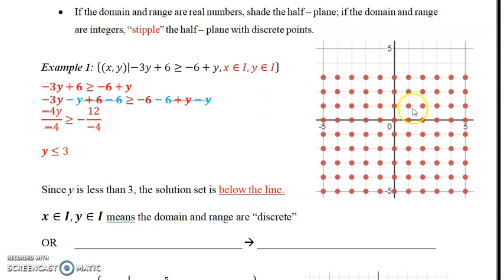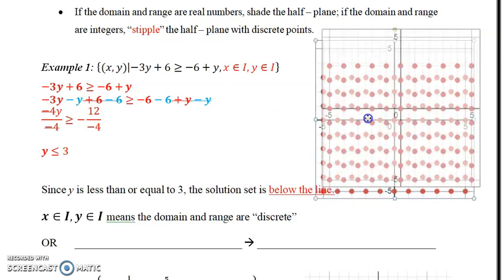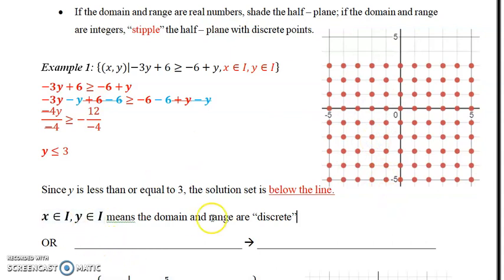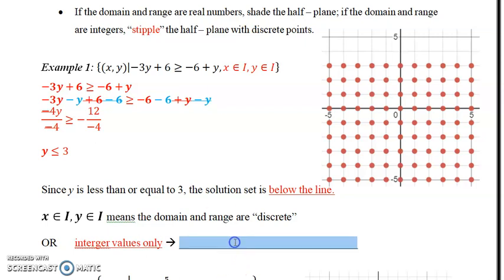I know this can get tedious, but that would technically be the perfect graph of what it would look like. It's less than or equal to 3, so the solution is below the line. That's important, we add that in there. Since it's integers, it's discrete data, which is important. We've got to make note of that as well. By discrete data, we have to make sure that we have integer values only, so only dots.